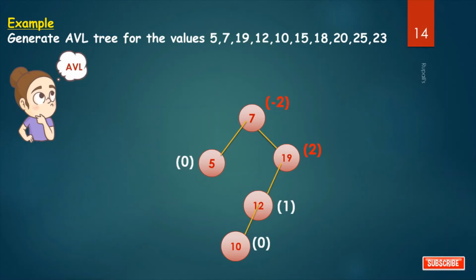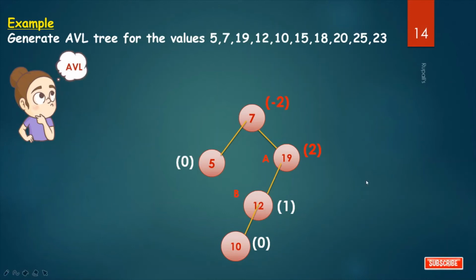Now see which one is our A node, node 7 or node 19. 19 is our A node because it is nearest to 10. The nearest ancestor of 10 is 12, but the balance factor of 12 is 1. The next nearest ancestor of 10 is 19, so this is our A node. And the child of A is B. So B is this node, node 12.